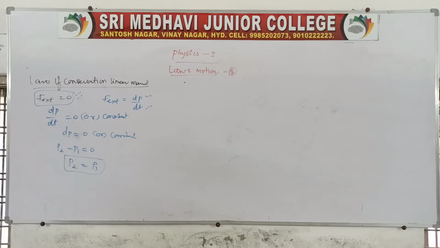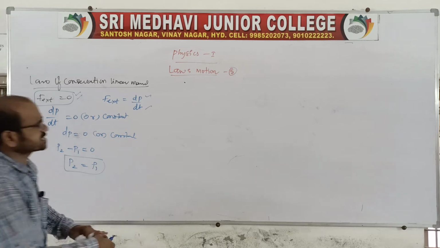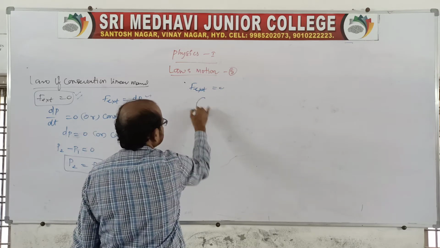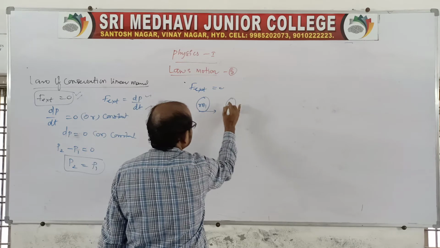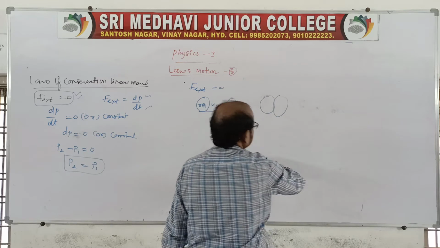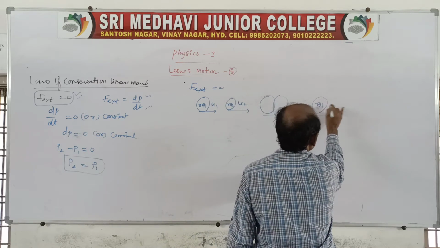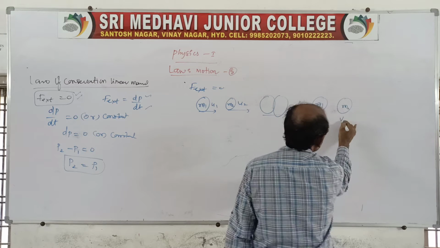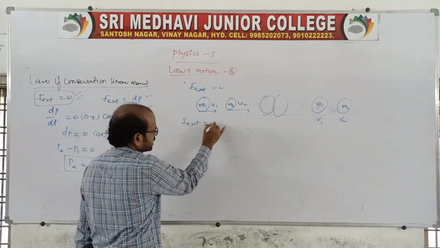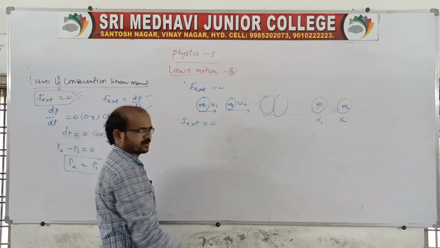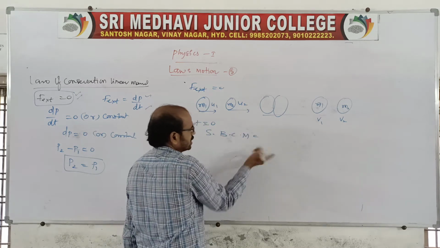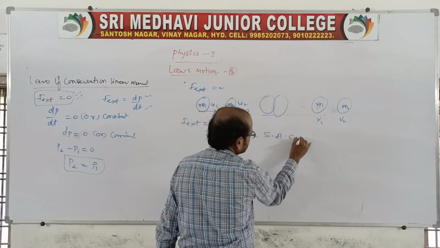During the collision we can apply the same thing. During the collision, the external force acting on the system is 0. Suppose the system consists of two particles. Just in the previous class I explained m1 and m2 moving with velocities u1 and u2 before collision, then after the collision the particles are moving like this with velocities v1 and v2. But during the collision, when the external force is 0, the algebraic sum of the before collision momentum is equal to the algebraic sum of the after collision momentum.